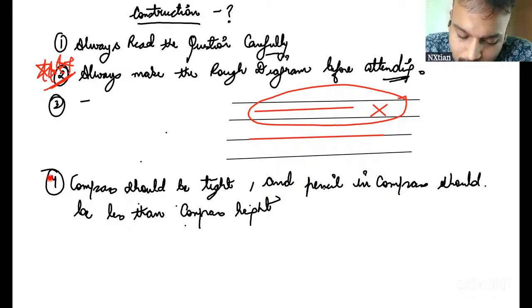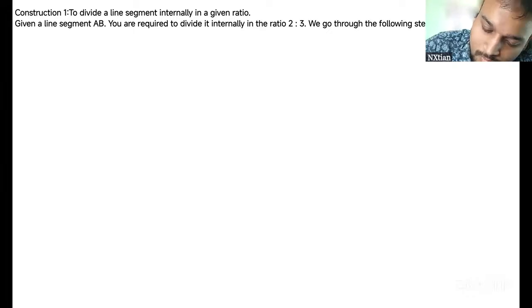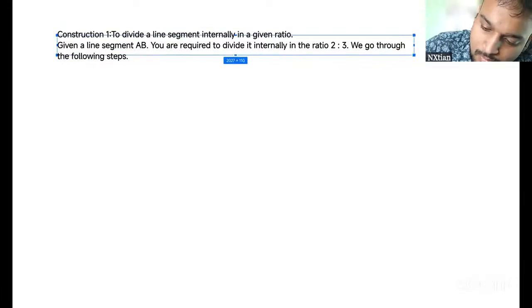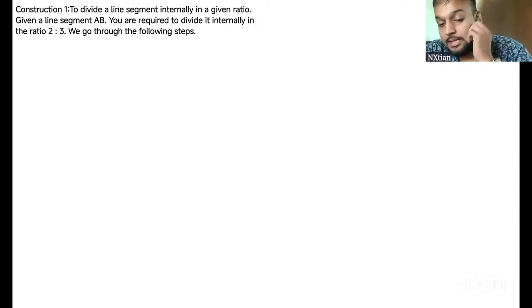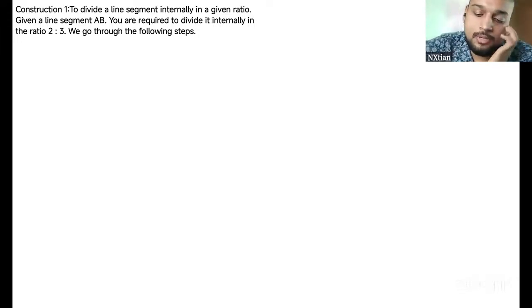Now the first question begins. The first construction is to draw a line segment divided internally in a given ratio. Question number one: draw a line segment AB and divide it internally in the ratio of 2 is to 3. We will follow the following steps.